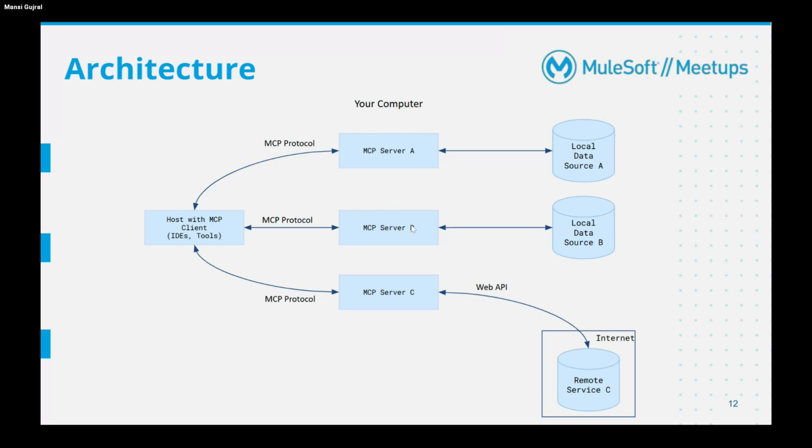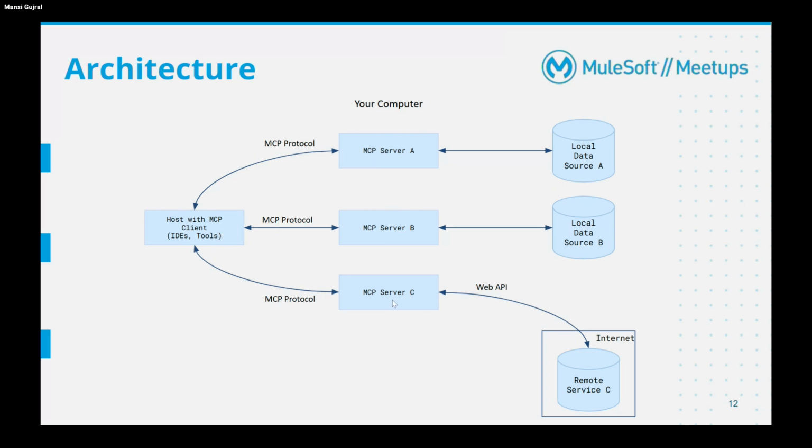Then we send the request using the MCP protocol, in a similar way just like we did for MCP server A, to MCP server B, and this further sends the request to local data source B. In this particular part, we can store different kinds of data, and this data can be log data or runtime data. And this will again return the response to MCP server B, and it will respond to the MCP client.